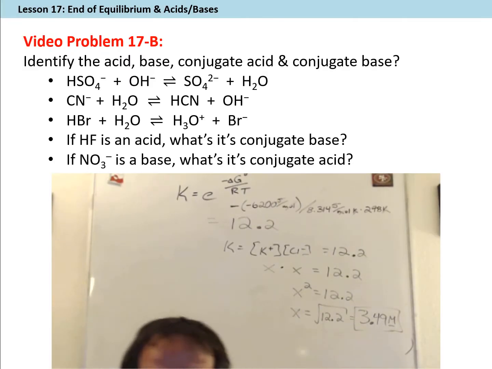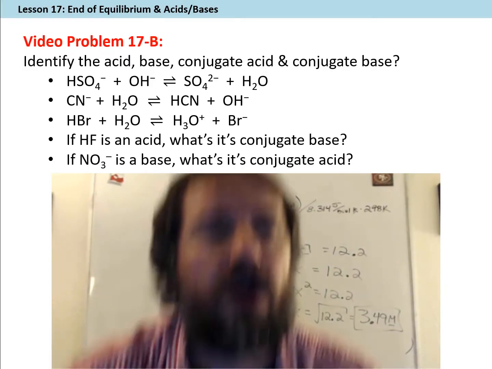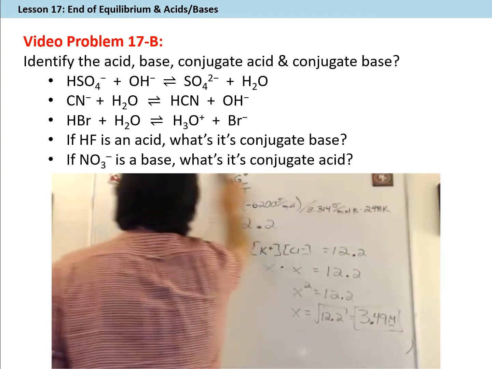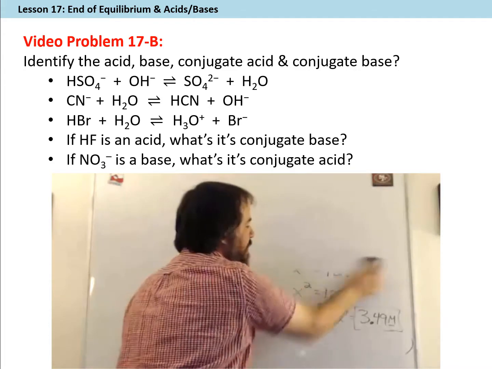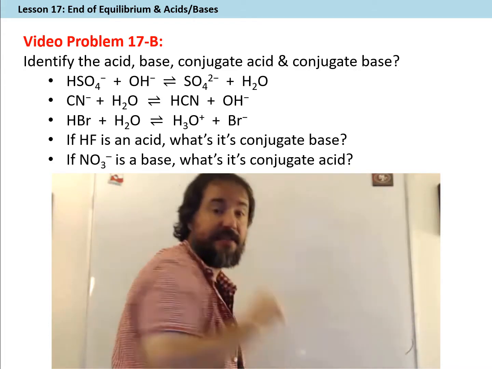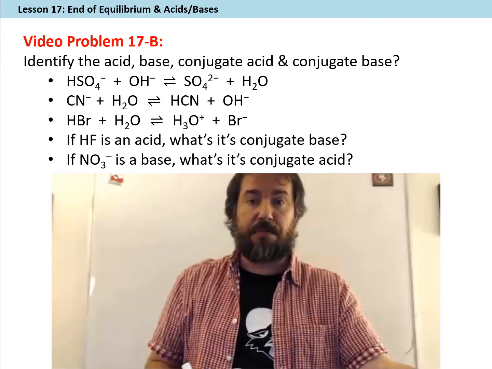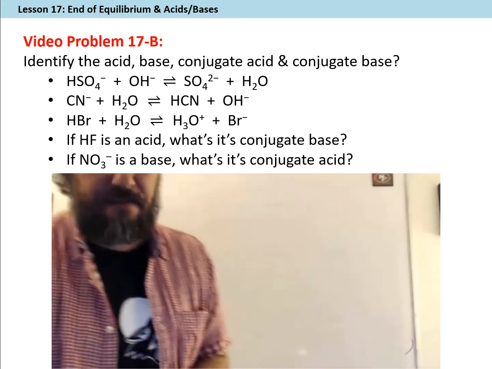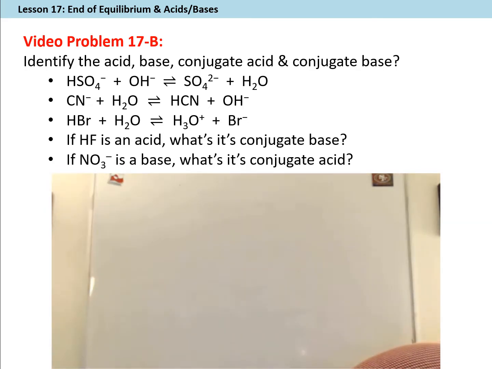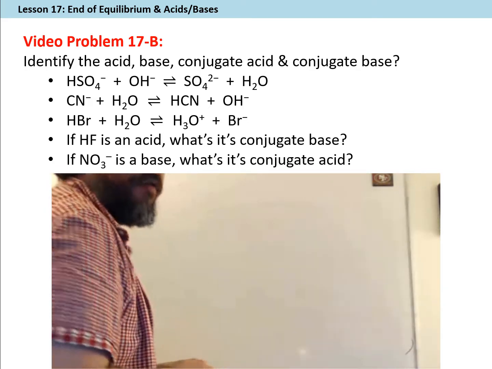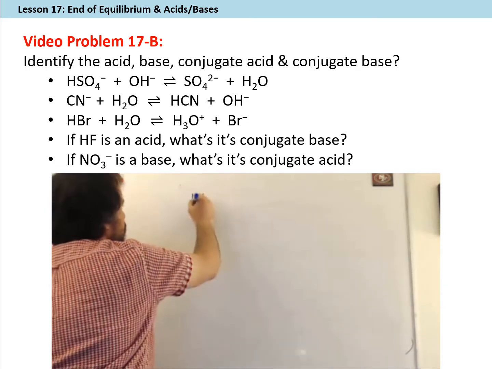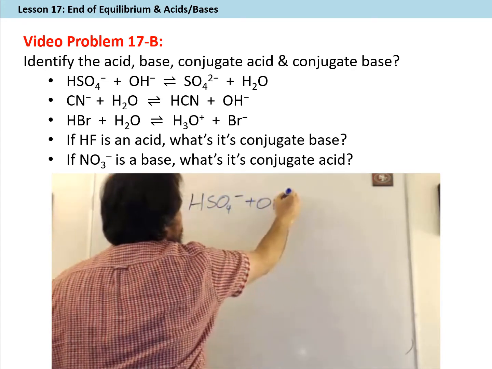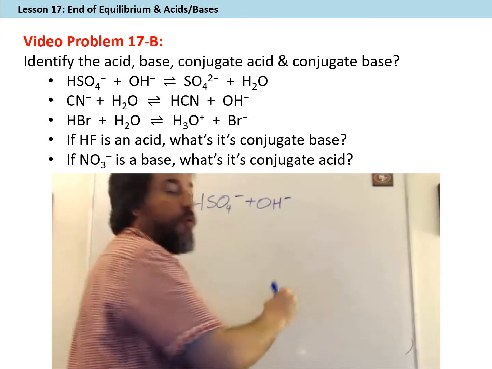All right, so now let's move on to 17-B. 17-B is about acids and bases. Acids donate H+, bases gain H+. So when I have HSO4- plus OH- going to form SO4 2- plus H2O.